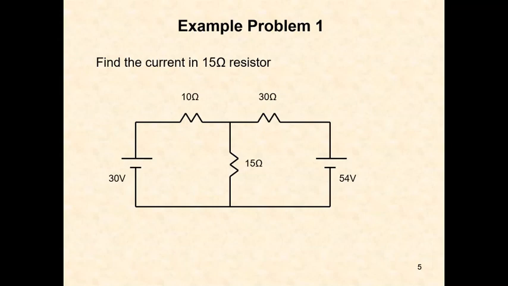Here, two voltage sources are applied. It is a simple T-type network, with 10 ohms, 30 ohms and 50 ohms connected in a T-type network. And in this we have the 15 ohm resistor. What is the current in the 15 ohm resistor?